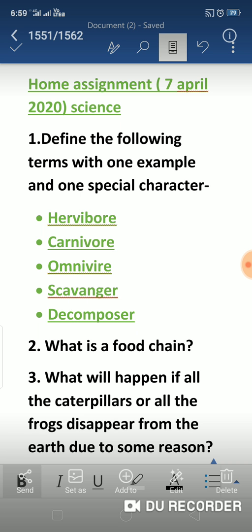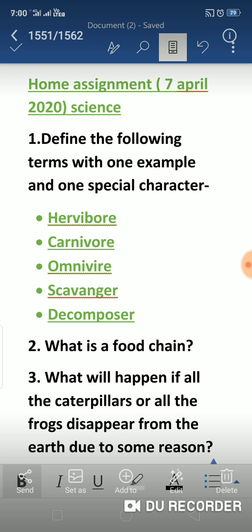Next is the decomposers. Some organisms feed on and decompose the dead plants and animals, and this process is very slow. These are called decomposers, just like fungi and bacteria. Have you seen the mushroom? That mushroom is a fungus. These fungi and bacteria are generally microorganisms. Micro means very small, so you can't see them with the naked eye. If you want to see them, you have to use a microscope. So these are basically the microorganisms, the decomposers. They decompose the dead plants and animals.